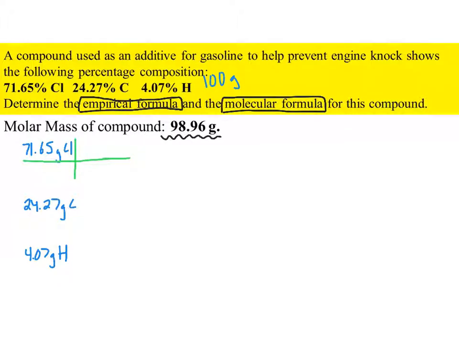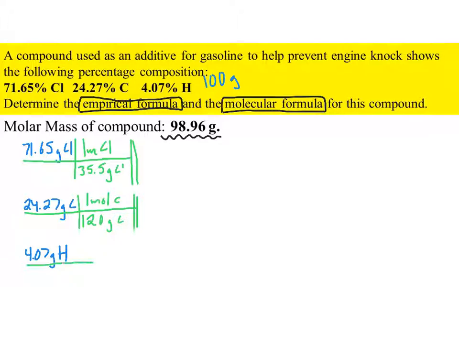So I have 35.5 grams of chlorine, this is from the periodic table, for every 1 mole of chlorine. For carbon, 12 grams of carbon for every 1 mole of carbon. And for hydrogen, these are always nice because hydrogen is just 1 gram per mole.